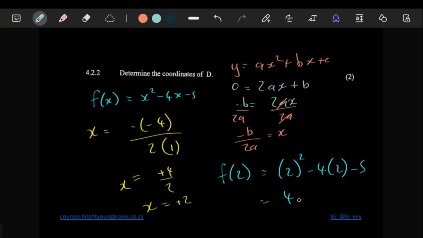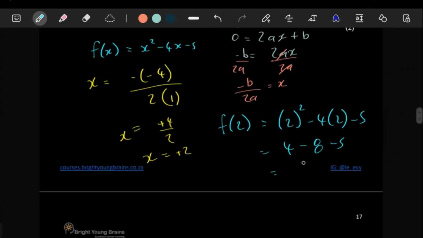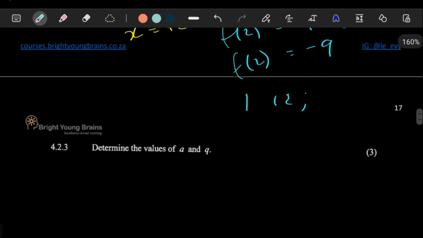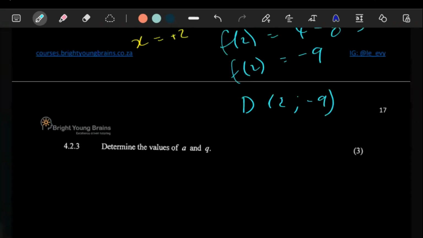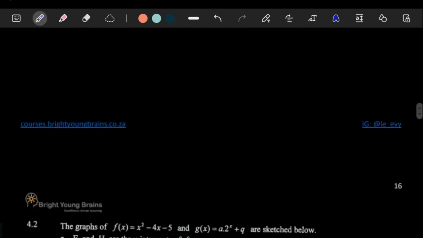This is like 4 minus 8 minus 5. It's like what? 4 minus 8 is like -4. Minus 5 is a -9. So, yep, there's our coordinate of our g. X value is a 2, y is -9. They want us to get a and q. So they're practically asking us to get the equation of the exponential graph.